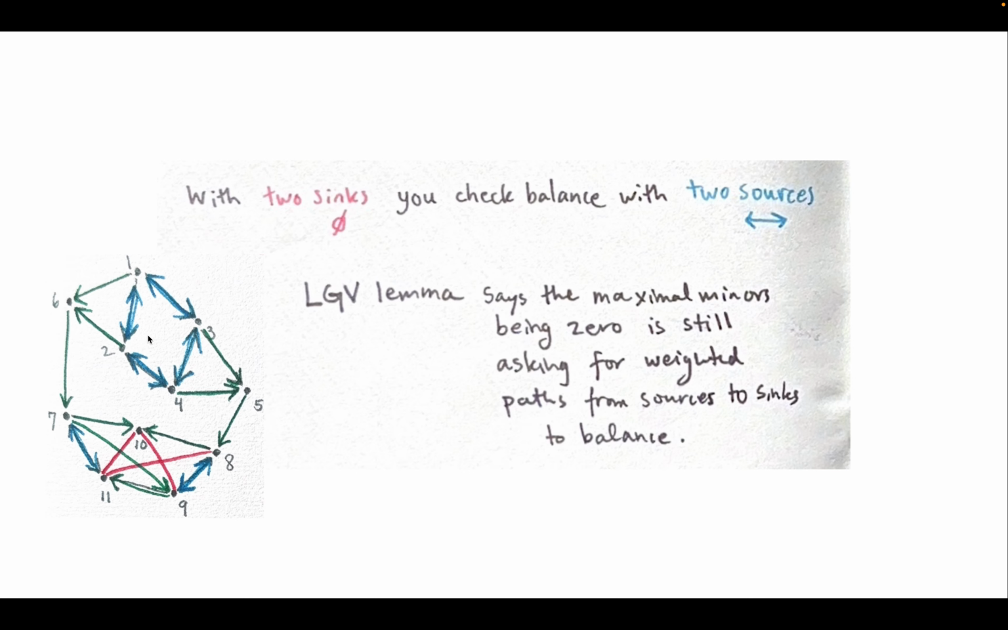But if you choose any 3 sources up here, the paths to these 3 sinks are going to be forced to go through these 2 edges. And so at least 2 of them will overlap. And so LGV says immediately that's 0. So we don't even have to check these sources up here because there's sort of a bottleneck here that forces them to cross. And LGV lemma says, nope, that just zeroes out. The corresponding determinants or minors are just automatically 0, which is pretty nice.